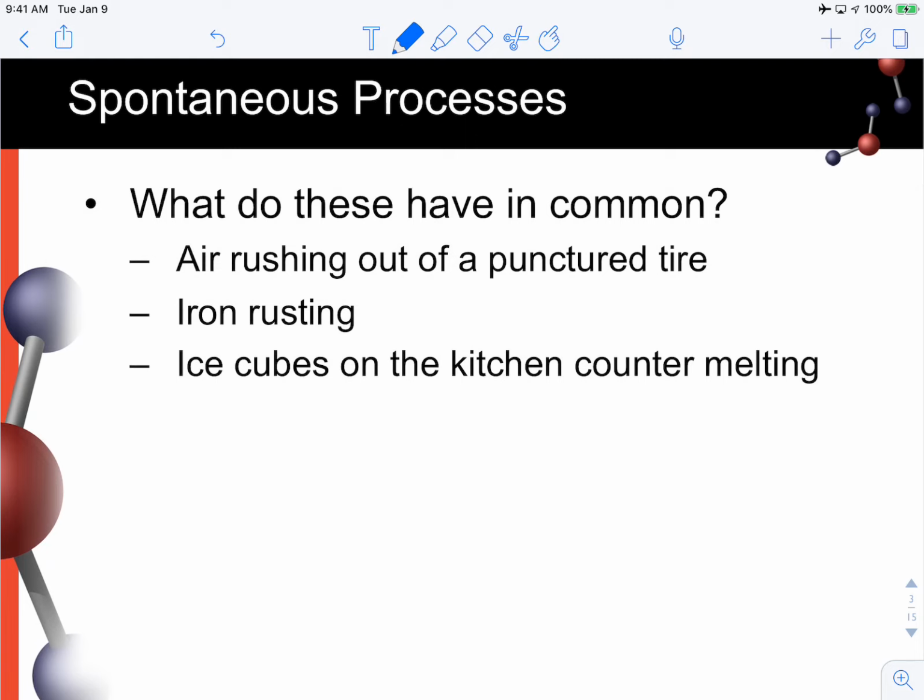So let me ask you a question here. What do these have in common? And of course, you might guess by looking at these and by the title of the slide that all of these happen without any sort of external force keeping them going. Of course, things have to be initiated, but other than that, they're spontaneous, we say. They continue to happen once they start without any real external force. And that's one of the keys. So they're all spontaneous.